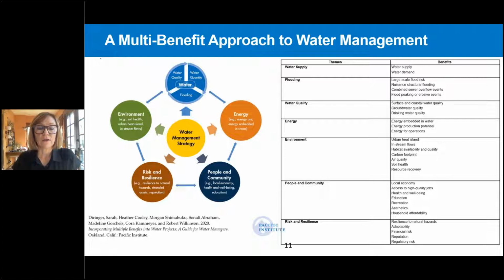So these are a great starting point for identifying, 1, what the theme is, and 2, what the potential benefit is. And this can be a great starting point when you think about your water resources and considered projects. Next, please.